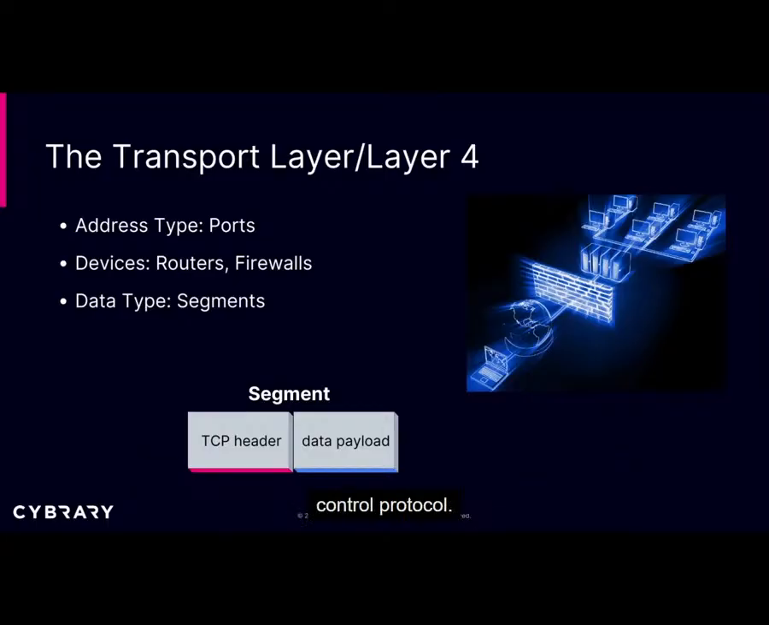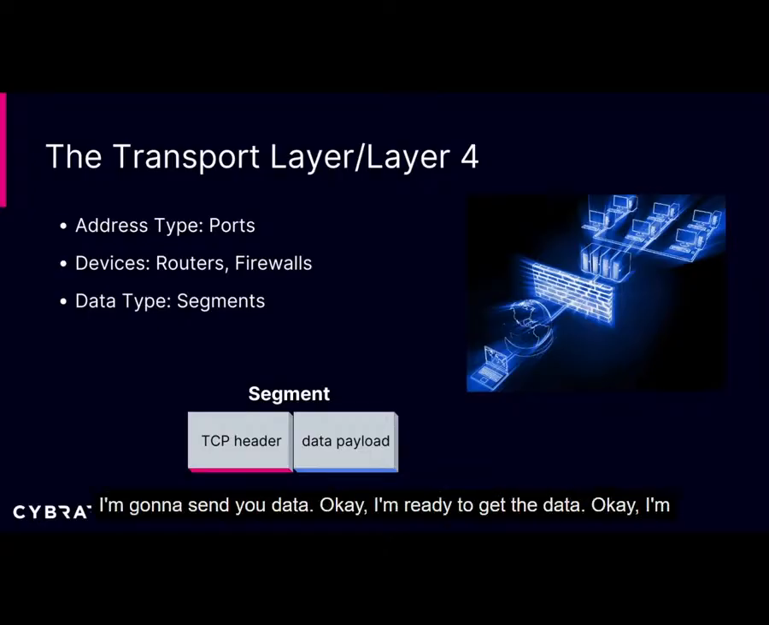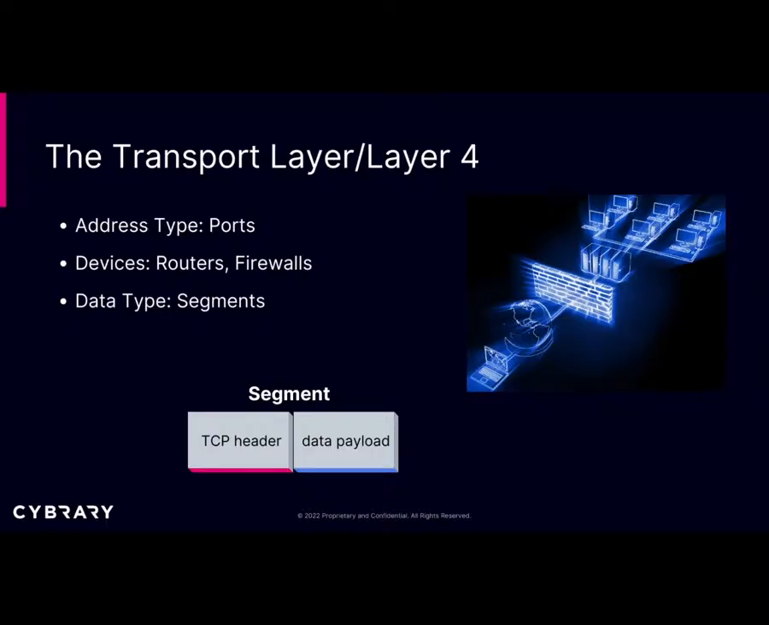TCP, Transmission Control Protocol, is more reliable but requires more overhead. It has a handshake that happens that says, "Hey, I'm going to send you data. Okay, I'm ready to get the data. Okay, I'm sending the data." So it has a lot of back and forth over whether the data is being sent and whether the recipient received it.